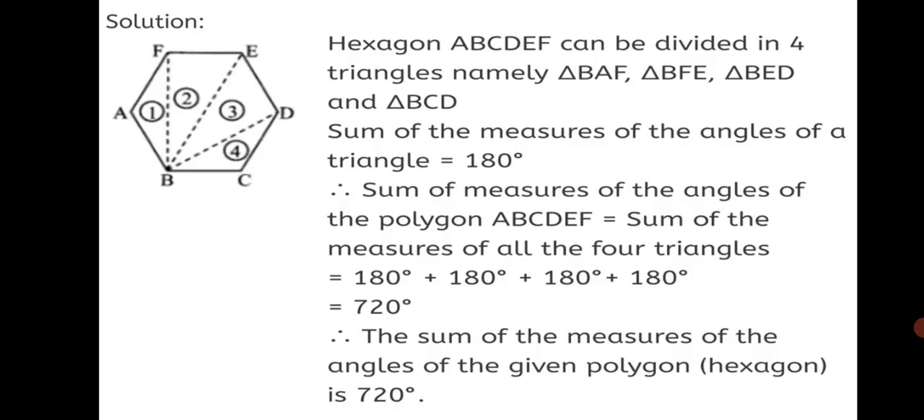So this way, any closed figure, if we can divide it into triangular shapes, then we have to add 180 for that many triangles. And when you add, you will get the sum of the measures of the angles of that polygon.